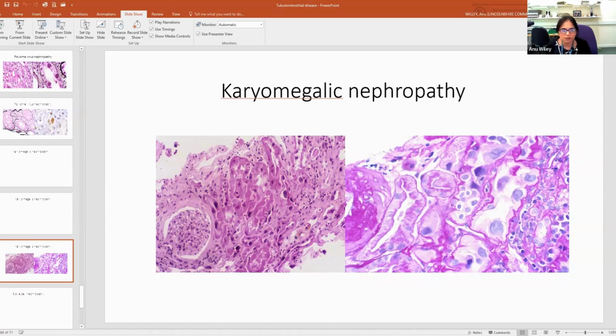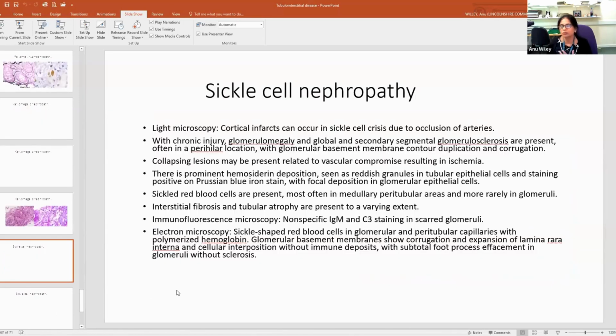Obviously, this is a diagnosis which is made with genetics, by doing mutational analysis for the patient. Just to mention a couple more things. One is sickle cell nephropathy, which is relatively uncommon in this part of the world.